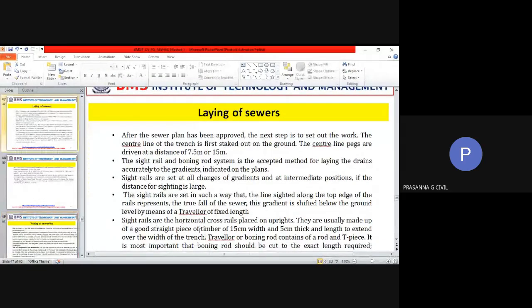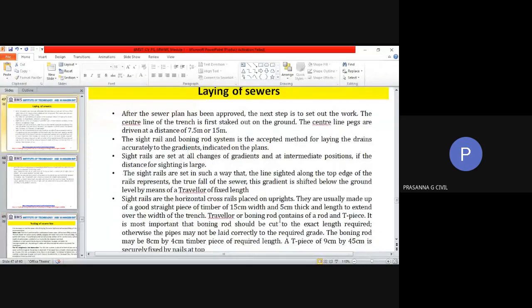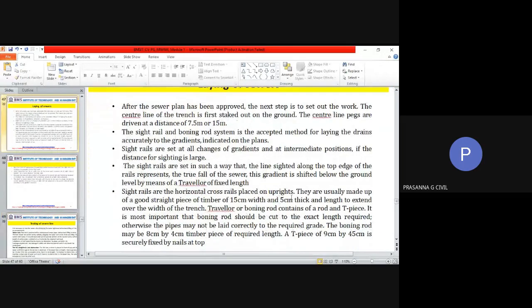Site rails are horizontal cross rails placed on uprights, or what I was telling you, vertical pieces. They are usually made up of a good straight piece of timber, and the length is to extend over the width of the trench. So you can imagine a trench where on either side you have 2 vertical pieces which are supports, and you have a site rail across the trench.